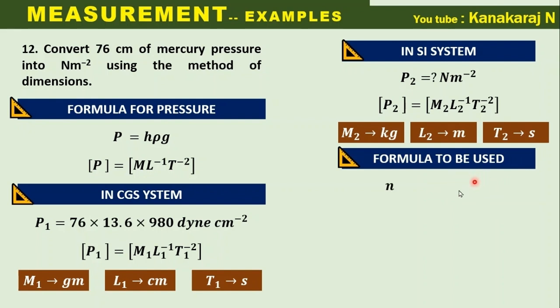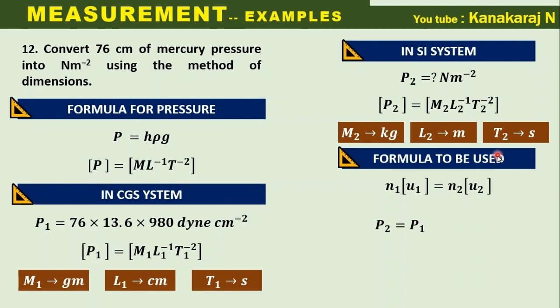Formula to be used: n1 u1 equals n2 u2. n1 is the value of the given physical quantity in the first system, that is 76 multiply 13.6 multiply 980. u1 is the dimensional formula of the physical quantity in the first system, that is M1 L1^-1 T1^-2. n2 is the value of the same physical quantity in the second system, that is P2, we have to find, and u2 is the dimensional formula of the same physical quantity in the second system, which is M2 L2^-1 T2^-2.